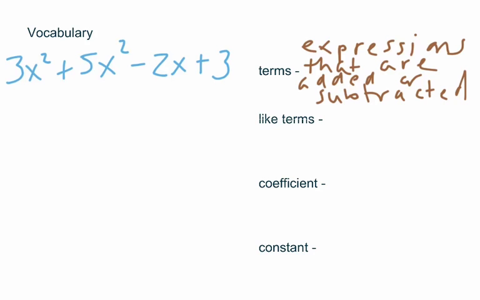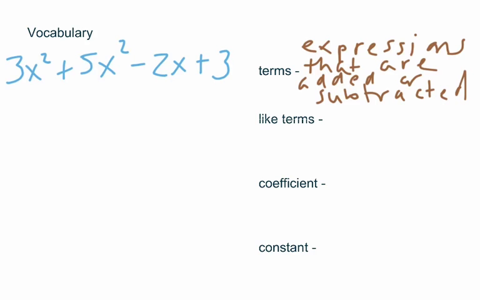3x squared is a term. 5x squared is a term. I know that because they are being added together. 2x is a term, and I know that because they are being subtracted. And 3 is a term. So the terms are the 3x squared, 5x squared, 2x, and 3. Some people might say -2x, and that has to do with the fact that subtracting means to add the opposite, which I'm going to get to in a little bit.